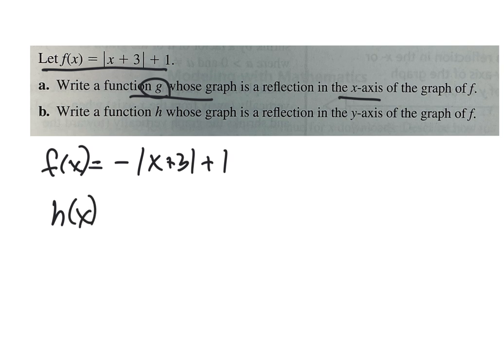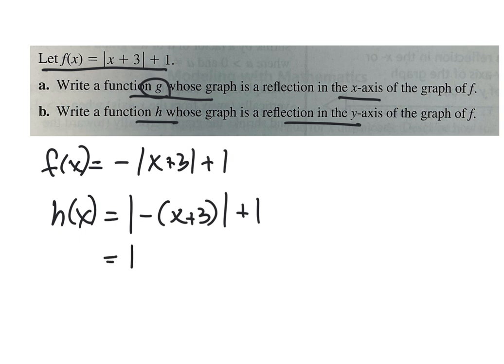Part B says write a function h, whose graph is a reflection in the y-axis. Now, if it's a reflection in the y-axis, the negative goes inside. Now, when you put the negative inside, you gotta remember it goes for everything inside. So I'm gonna put this x plus 3 in little parentheses because that negative sign goes for everything in there. So if I distribute that negative in here, I'm gonna get negative x minus 3 plus 1. Now, that's a good enough answer right there.